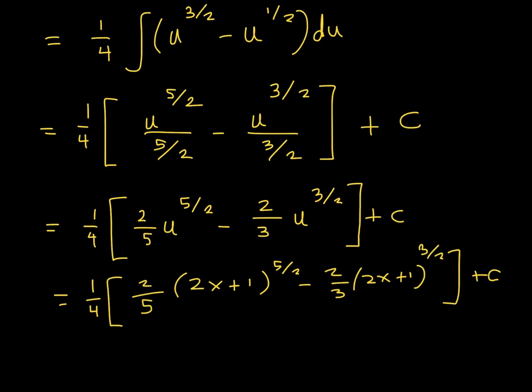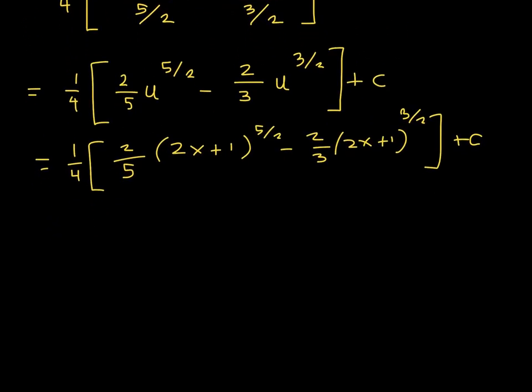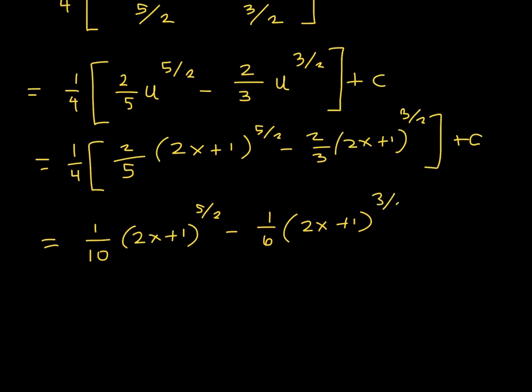Let's continue to simplify a little bit here. So then let's distribute the 1/3, the 1/4. So that becomes 1/10 times 2x plus 1 to the 5/2, minus 1/6 times 2x plus 1 to the 3/2, and then plus c. Isn't that great? I want to make sure that you can read that exponent. This is 3/2. Yeah, that's better. Plus c. That's great, isn't it?